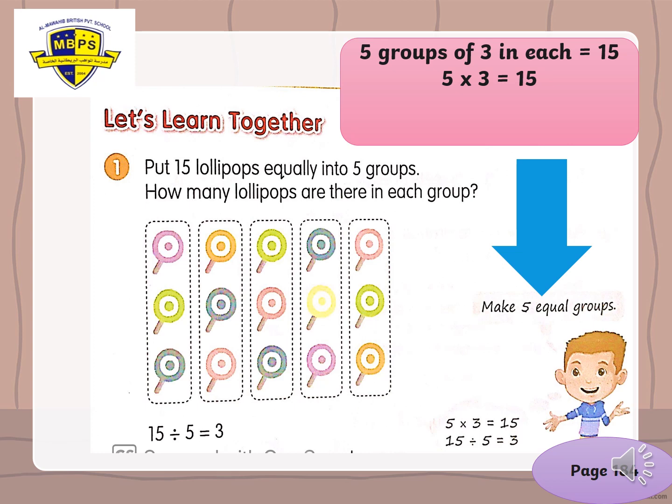And how can I write division sentence? I will start with the total number, 15, divided by how many groups? 5, equal 3. So I have 3 in each group. When I divide the 15 between 5 equal groups, I will have 3 in each group.